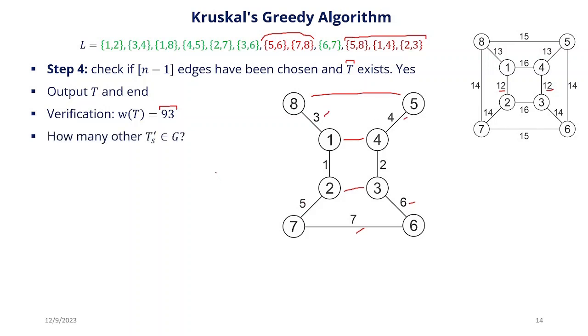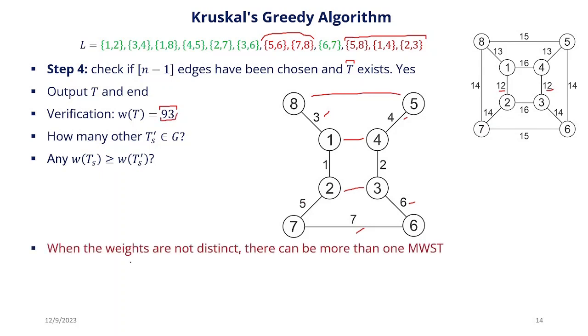If you look at this graph, you discover that there are many other spanning trees in this graph. The way the graph is described is so connected that you can actually remove several spanning trees from the graph. So why is it so? Can you check whether any other spanning tree in the graph is less than this 93 that we calculated? Give it a try. So when the weights are not distinct, there can be more than one minimum weight spanning tree in the graph, which will give us this 93 as the same weight.